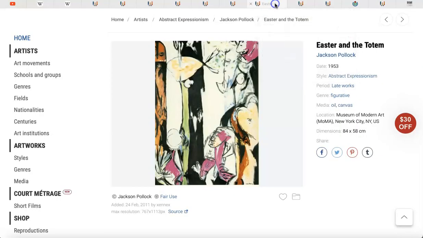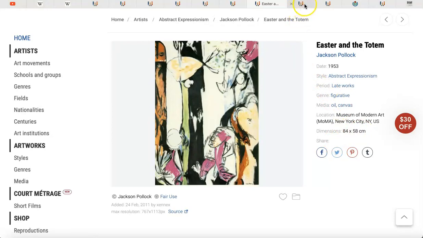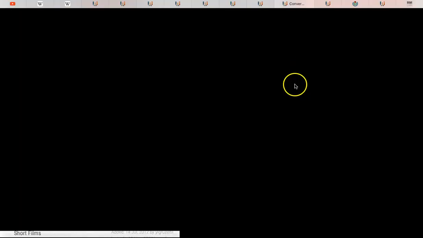It's from 1949. This one is called Easter and the Totem from 1953. It's also an abstract expressionist work. It's one of his later works. I guess, again, he died in 1956, so, you know. This one is 84 by 58 centimeters. Not huge, but smaller than his enormous painting.